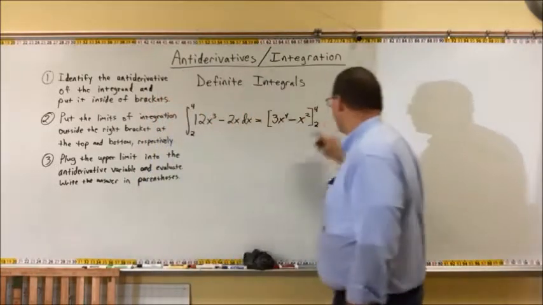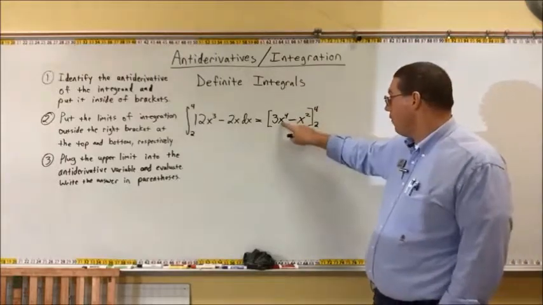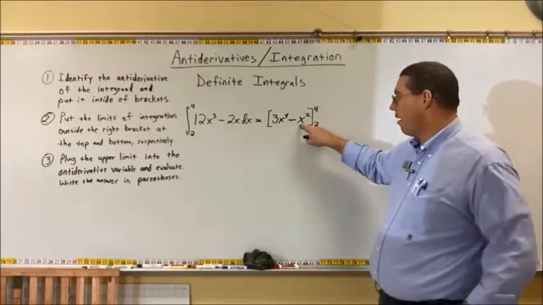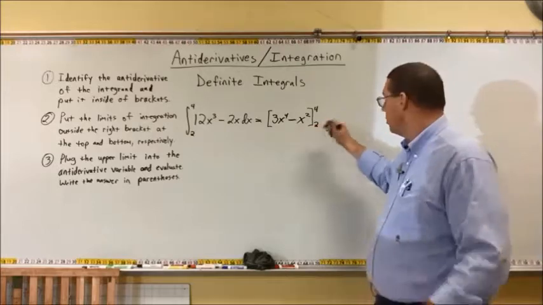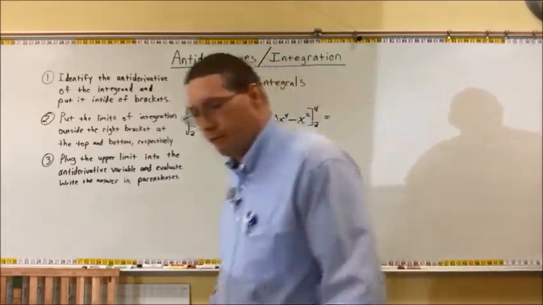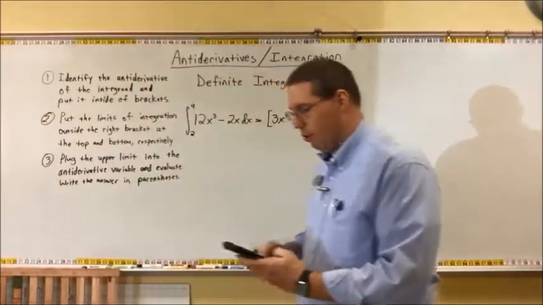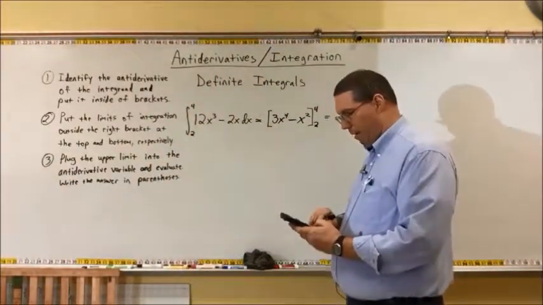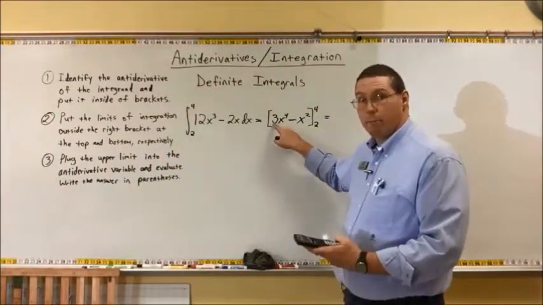Here's what I mean. See the upper limit? We're going to plug it in for x here, and we're going to plug it in for x here, and we're going to get a number. So 4 to the 4th power, we might need a calculator for this. So 4 to the 4th power, 256 times 3.